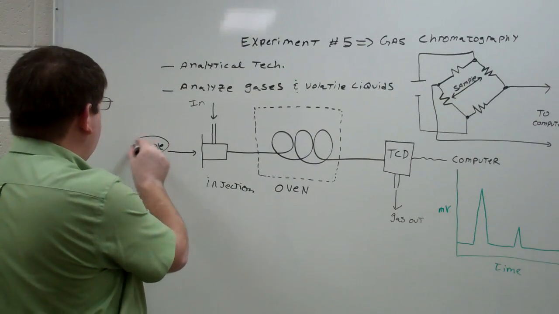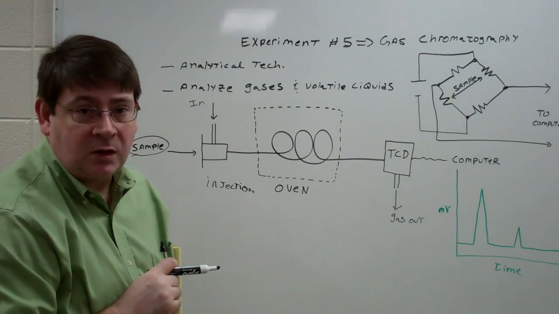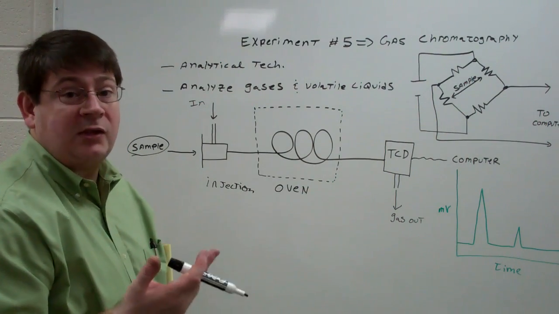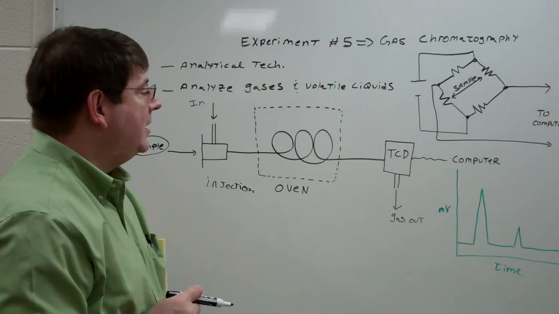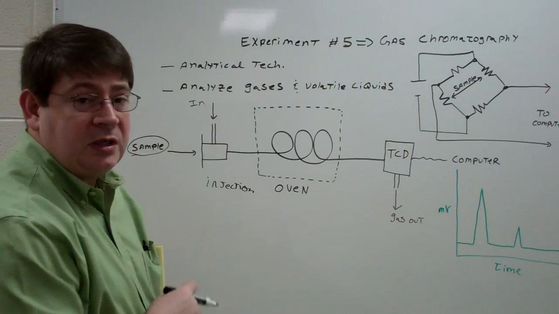The amount of sample that we inject is typically a microliter or less, so the amount of sample that you can analyze is actually quite small, and so GC is a very sensitive technique, even with the simple GC systems that we have.